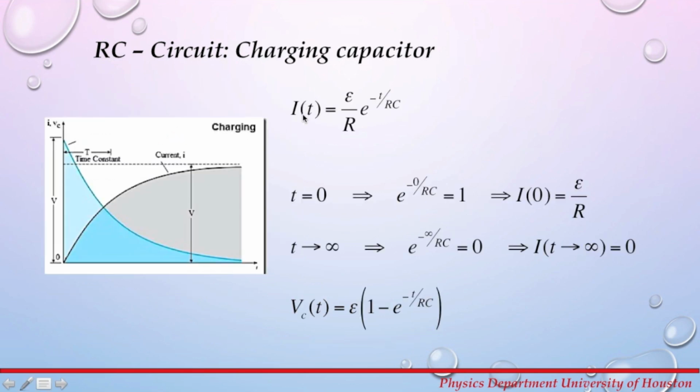The current in the RC circuit changes with time according to this equation. I is equal to epsilon divided by R times e to the negative t divided by RC.